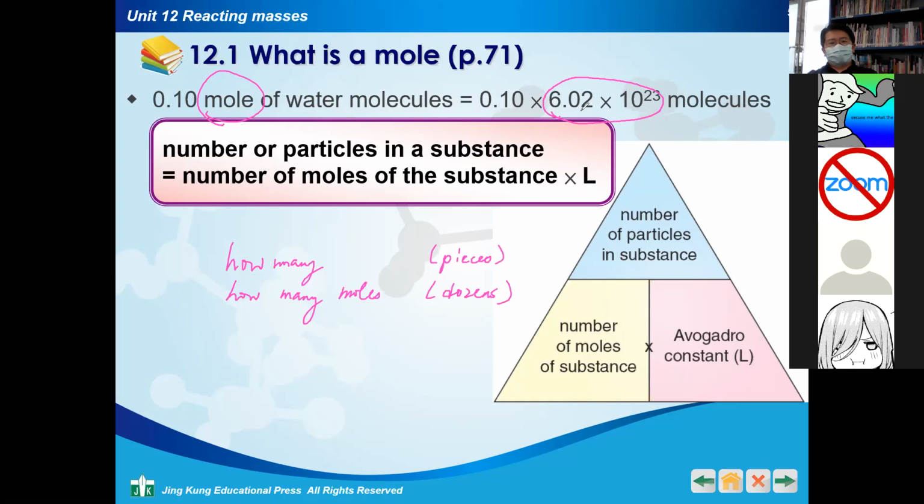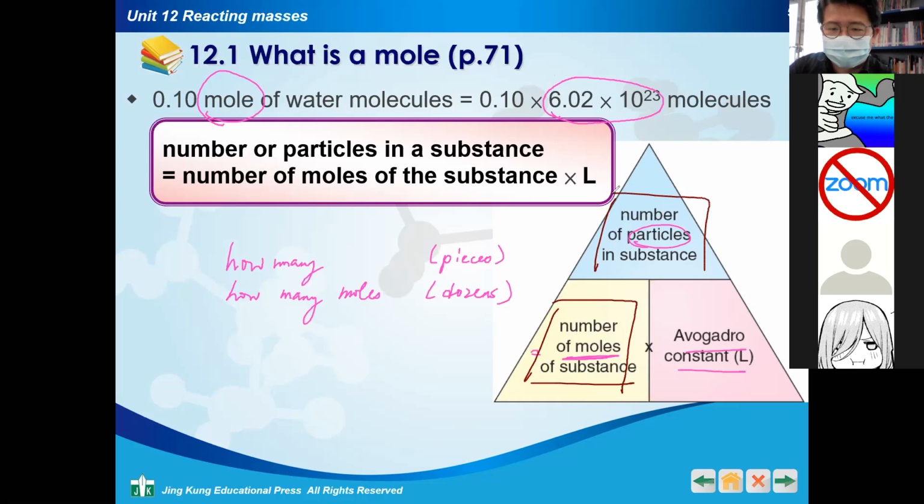Of course, you know the conversion. You may find the triangle useful. It tells you that when you want the number of particles in a substance, it is equal to the number of moles times Avogadro's constant. But if you want to know how many moles of the molecules of the substance, it is simply the number divided by Avogadro's constant, and you can get the answer. Do you understand why it is presented in that triangle?